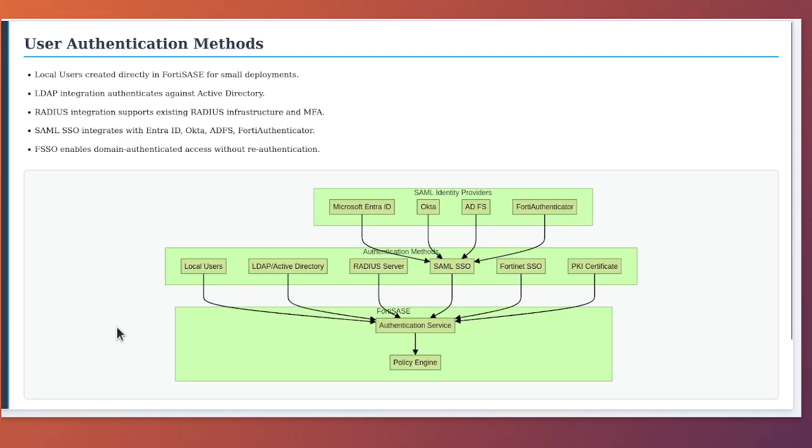Fortinet Single Sign-On, or FSSO, enables FortiSASE to use FSSO records from collector agents. This allows users authenticated to the Windows domain to access FortiSASE protected resources without re-authentication. FSSO requires either FortiAuthenticator or an independent collector agent installed on Windows domain controllers. PKI authentication uses client certificates for authentication, providing strong cryptographic identity verification.